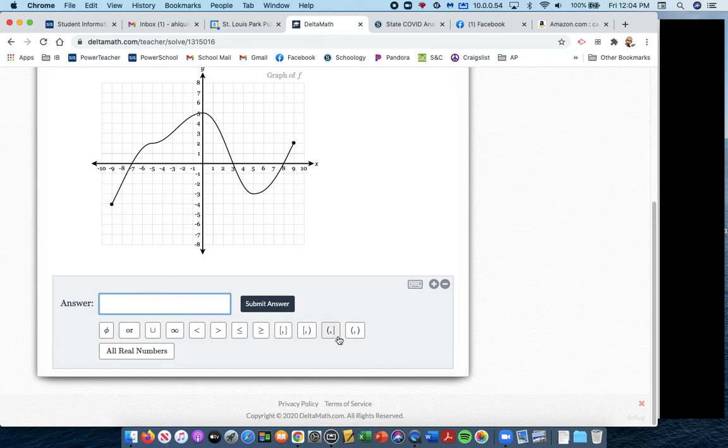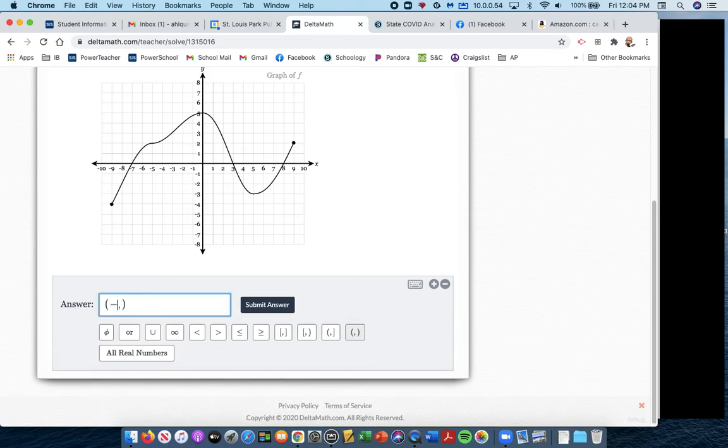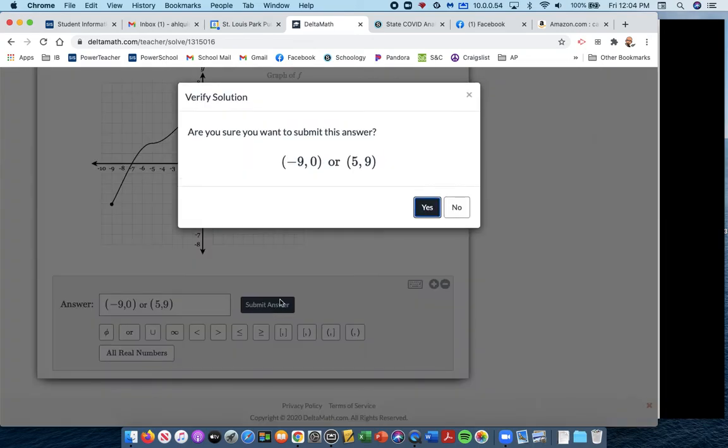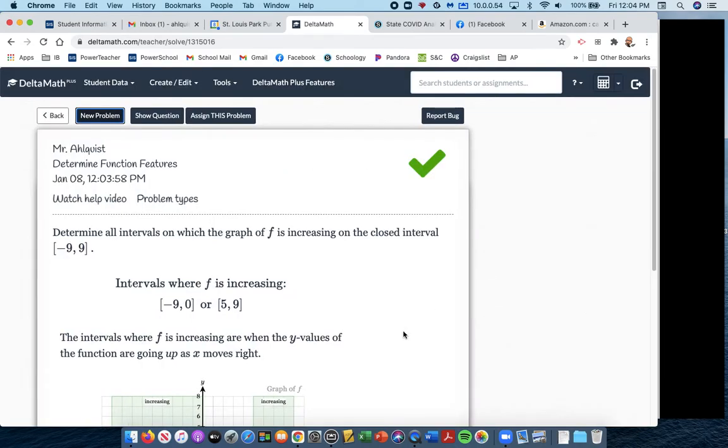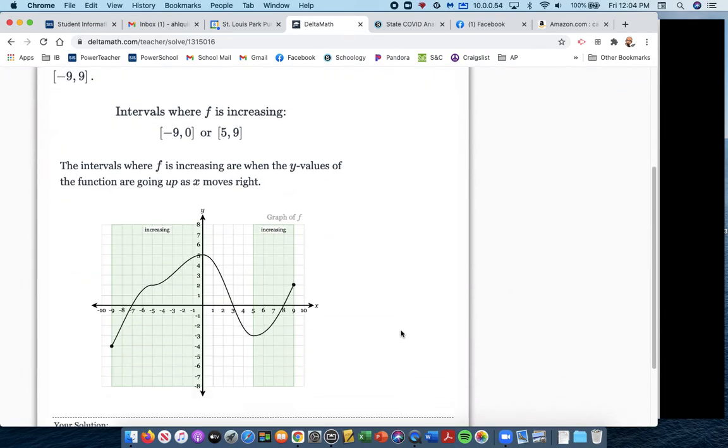So if we do -9 all the way up to 0, and then it's also going to increase from 5 all the way up to 9. And so it's increasing, it's going up. This graph is going up.